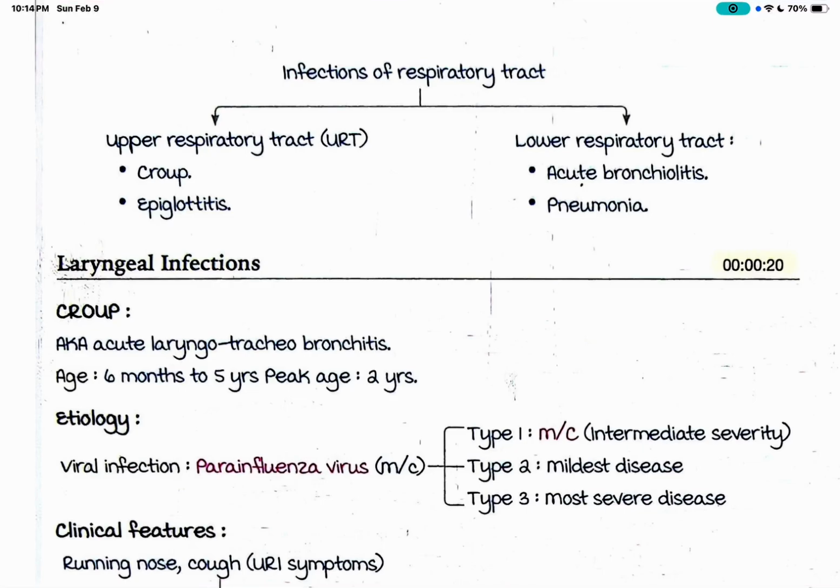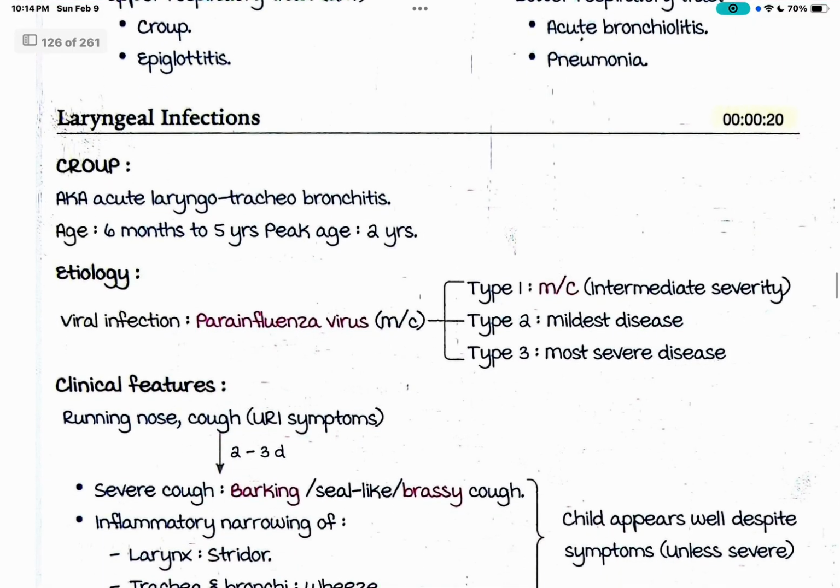Infections are divided into upper respiratory tract infections and lower respiratory tract infections. Upper respiratory tract infections are croup and epiglottitis. Lower respiratory tract infections are acute bronchiolitis and pneumonia, and this is in children.